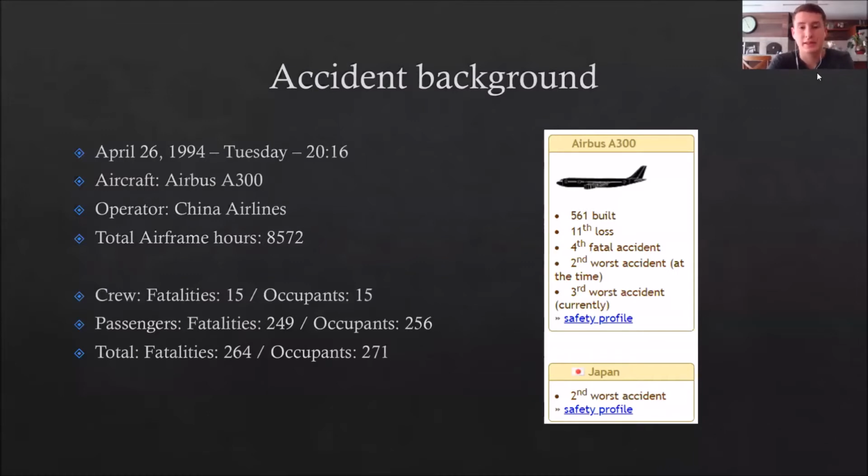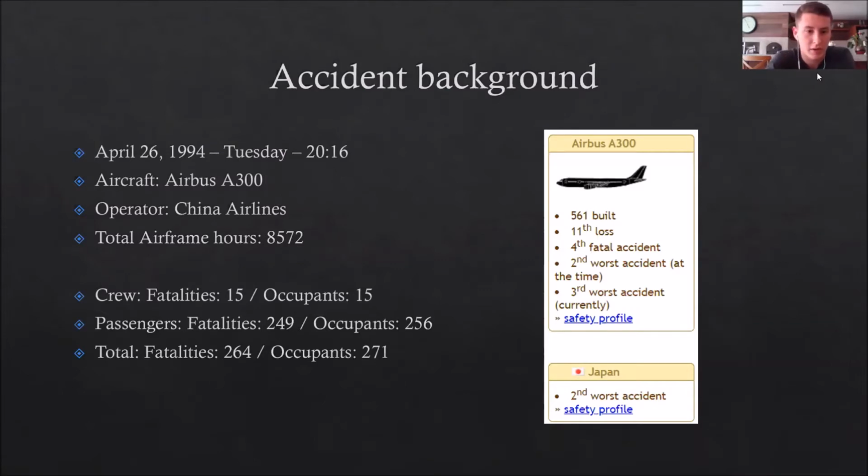So this is the accident background. It happened on April 26th of 1994. It was a Tuesday, and the accident happened in the beginning of the night. The aircraft was an Airbus A300 operated by China Airlines, but first the aircraft was from a Japanese company. Then this company sold the aircraft to China Airlines.